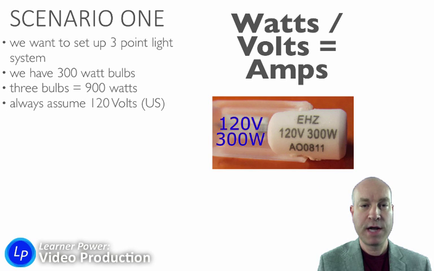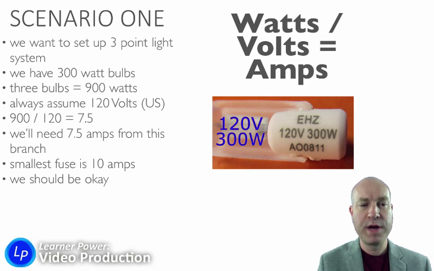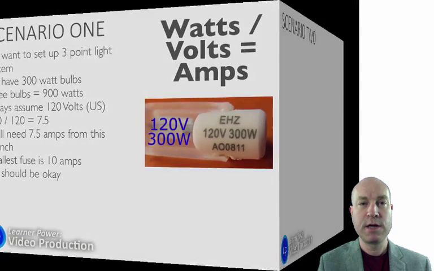Let's calculate whether or not that's safe. In our formula, we always assume 120 volts for the United States, and that's going to give us these numbers here. 900 watts divided by 120 volts equals 7.5 amps. 7.5 amps are going to be required from this branch to run these 3 lights. And since the smallest fuse we know is 10 amps, we don't have a problem here. We're going to be okay with these 3 300 watt bulbs. That's the first scenario. We're all good here.